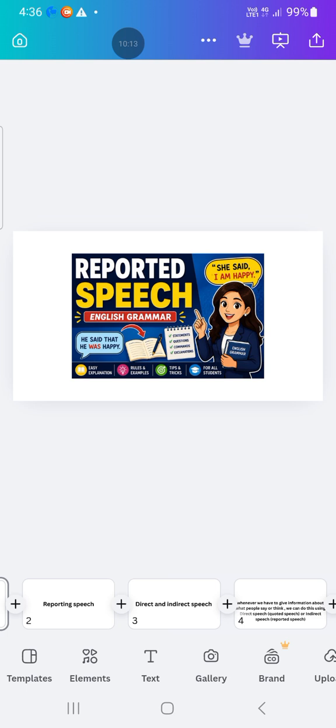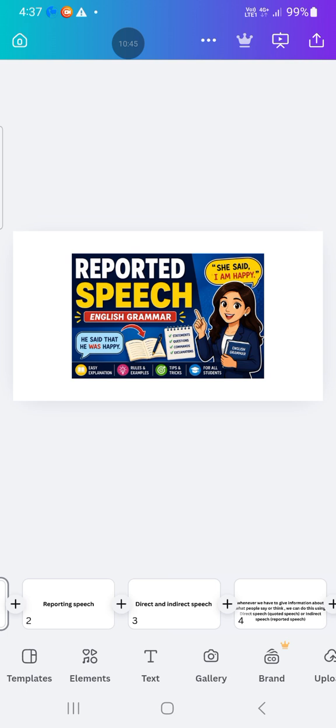In reporting commands and requests, reporting words like ordered, requested, offered are used, and the imperative mood is changed into the infinitive verb form. Instead of the conjunction that, imperative sentences use "to" as a connector in reported speech. For negative commands and requests, "not" plus infinitive is used in reported speech. For sentences beginning with let, the reporting verb is changed to suggested or proposed.